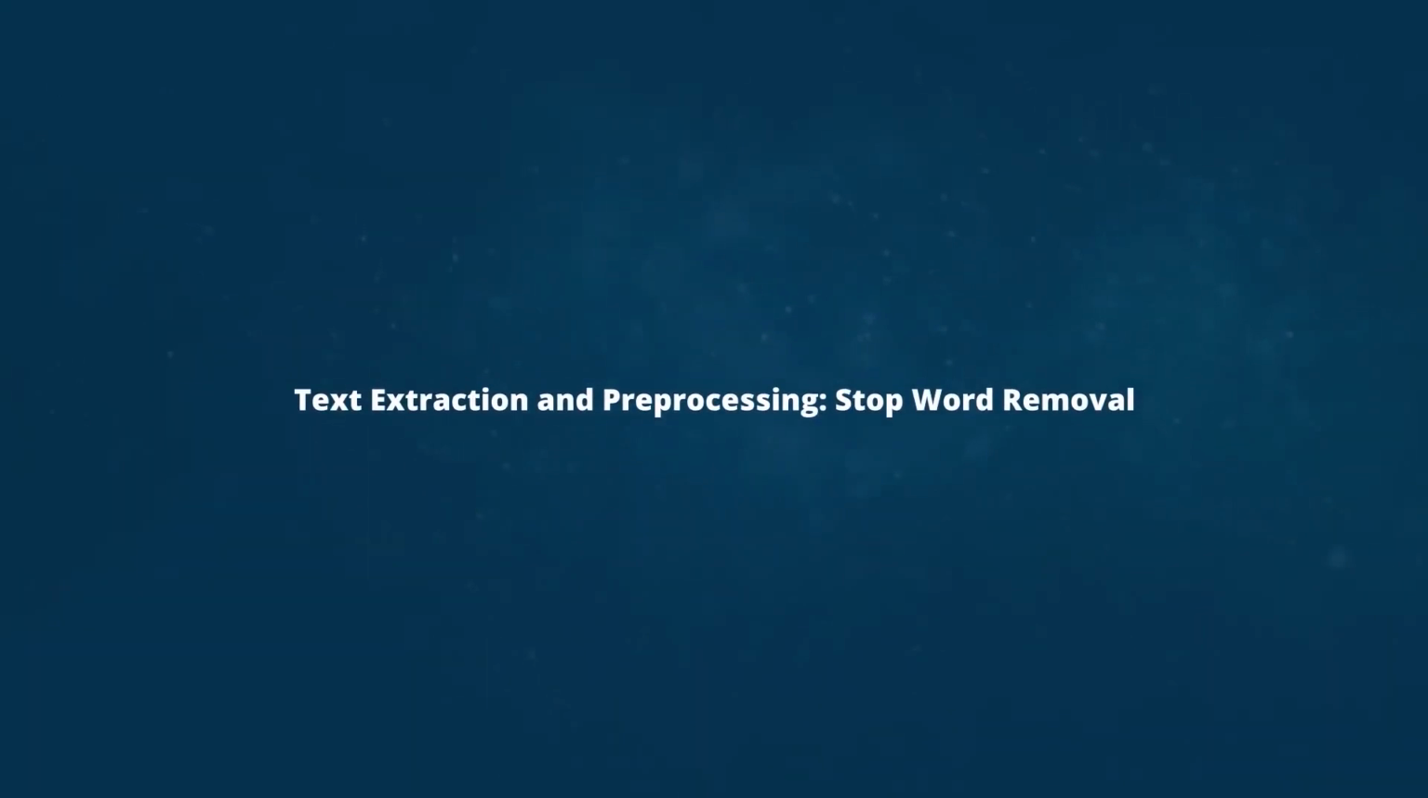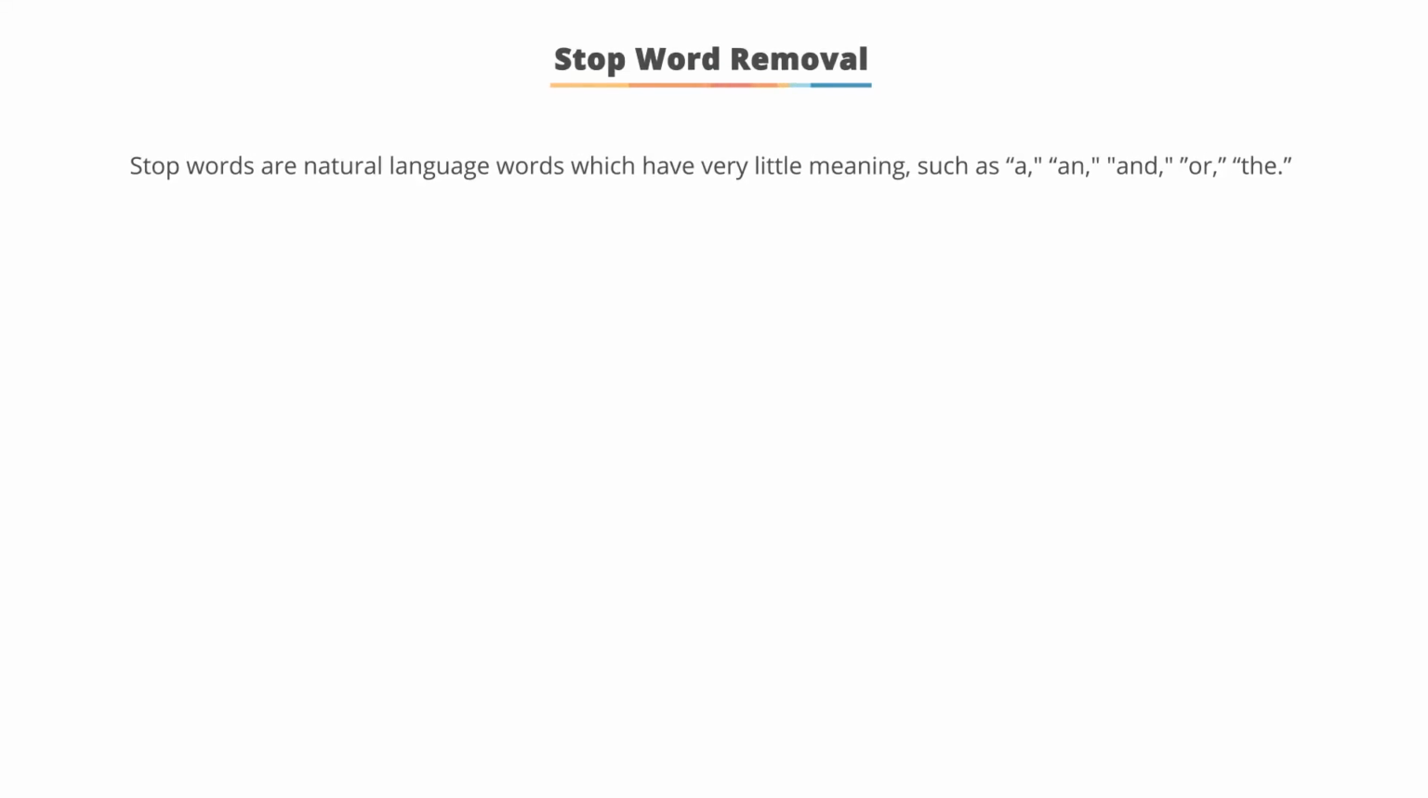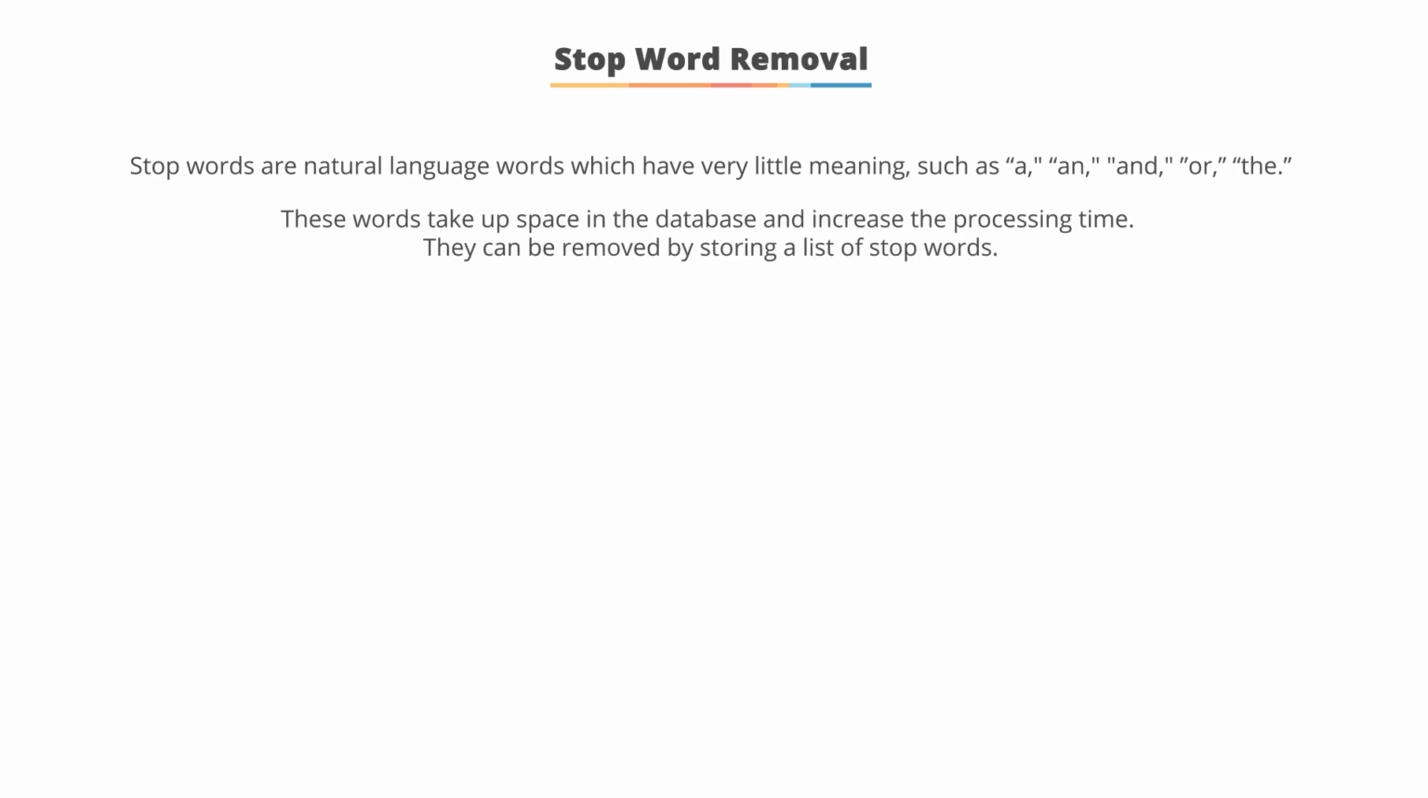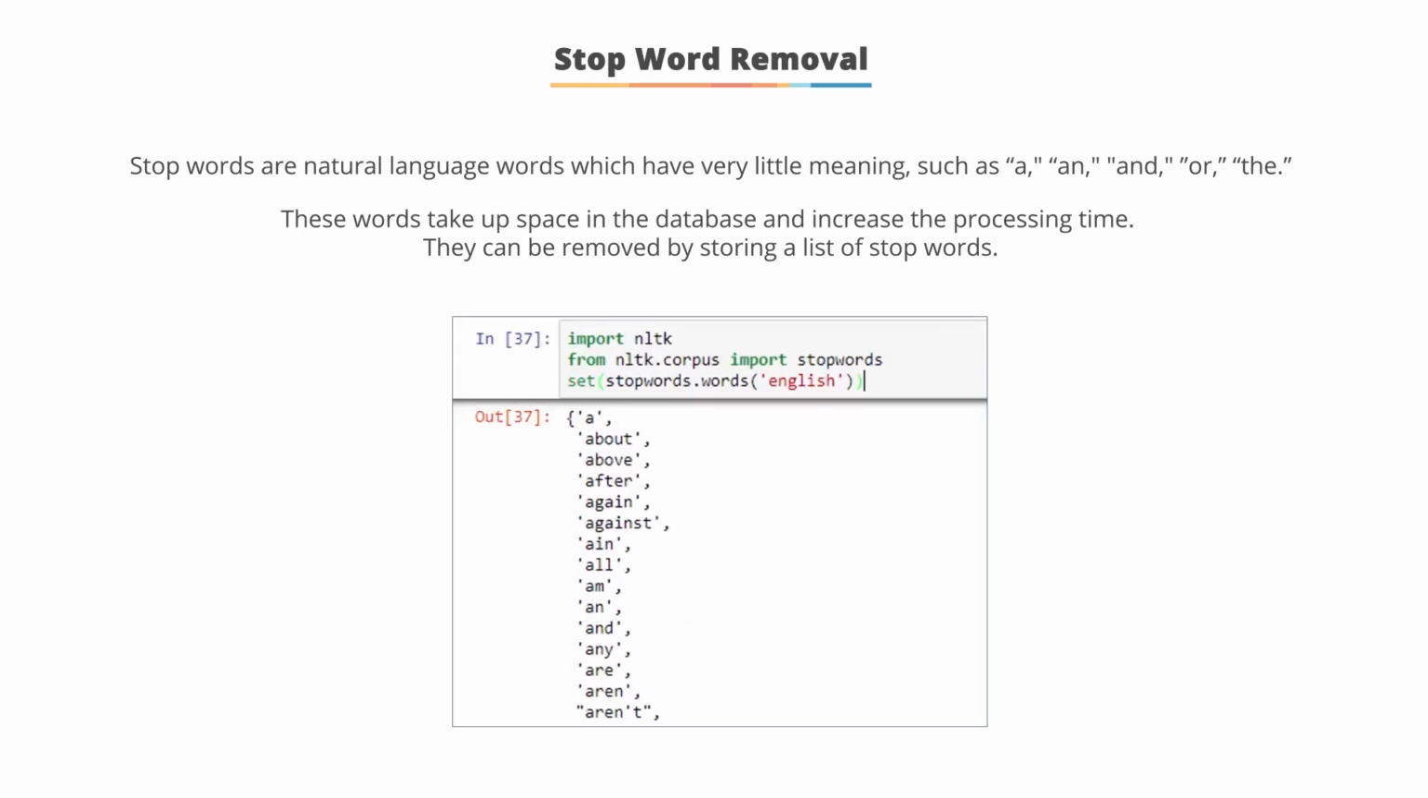Let's now understand what stop words are and how you can remove them. Stop words are natural language words that have negligible meaning, such as a, an, and, or, the, and other similar words. These words also take up space in the database or increase the processing time, so it is better to remove such words by storing a list of stop words. You can find the list of stop words in the NLTK data directory that is stored in 16 different languages.